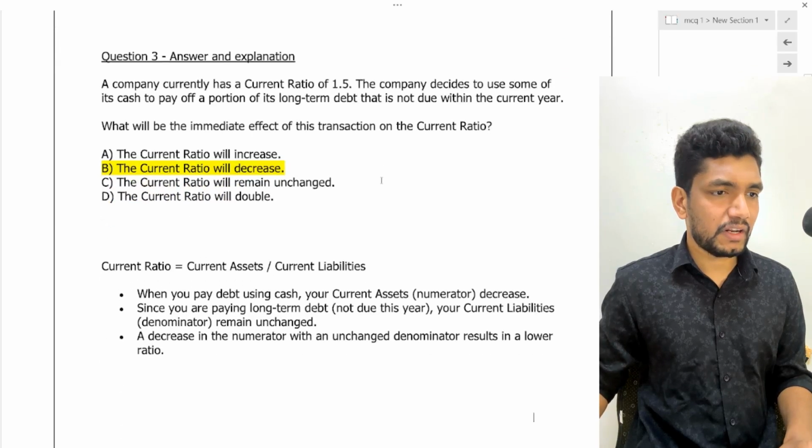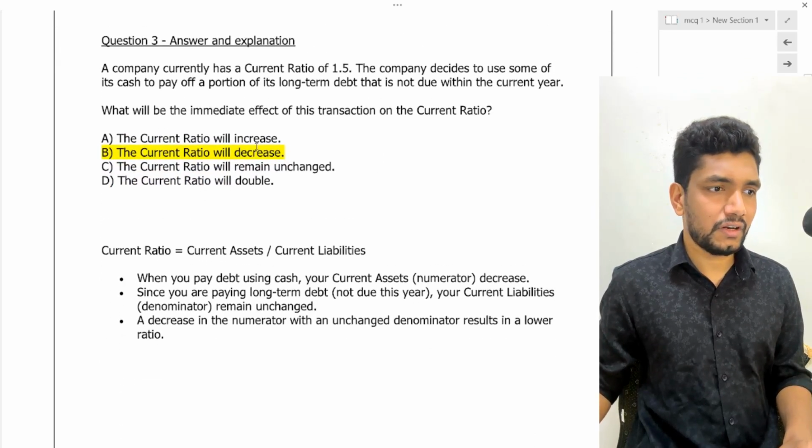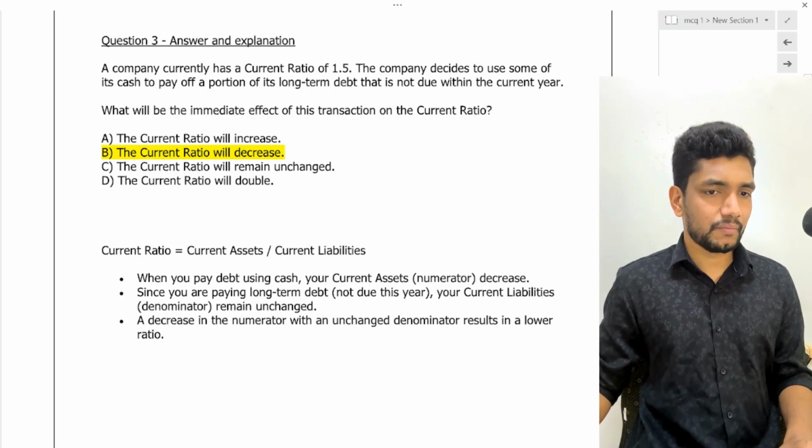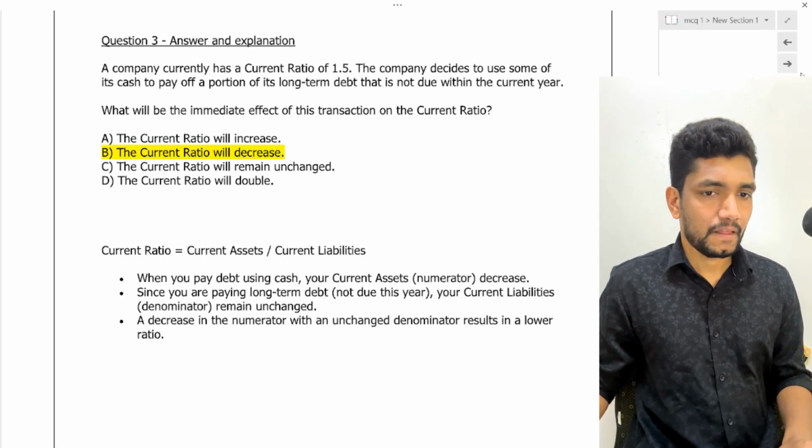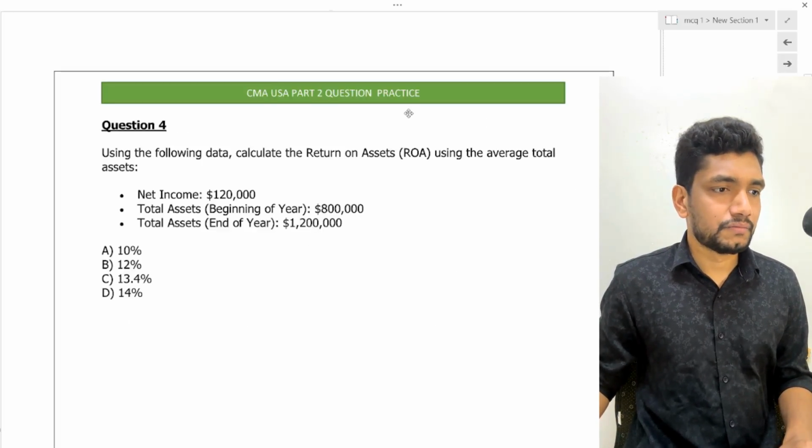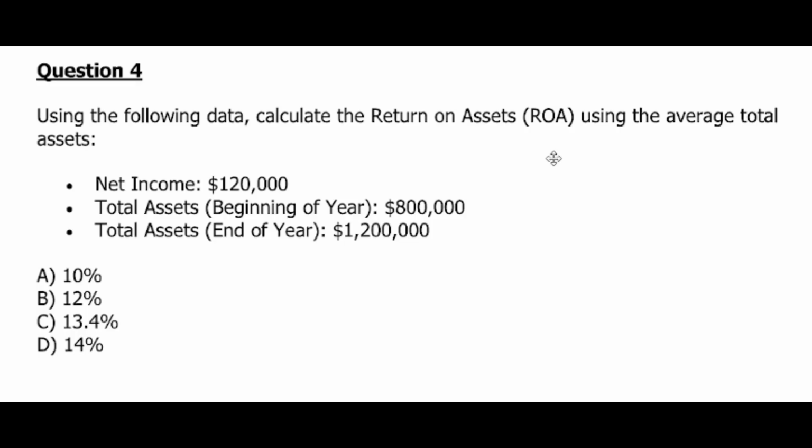I have given the explanation for this question. You can read this explanation. So let's move to the next question. Question number 4. Using the following data, calculate the return on asset using the average total asset. Here already given net income, total asset at the beginning of the year, and total asset at the end of the year.